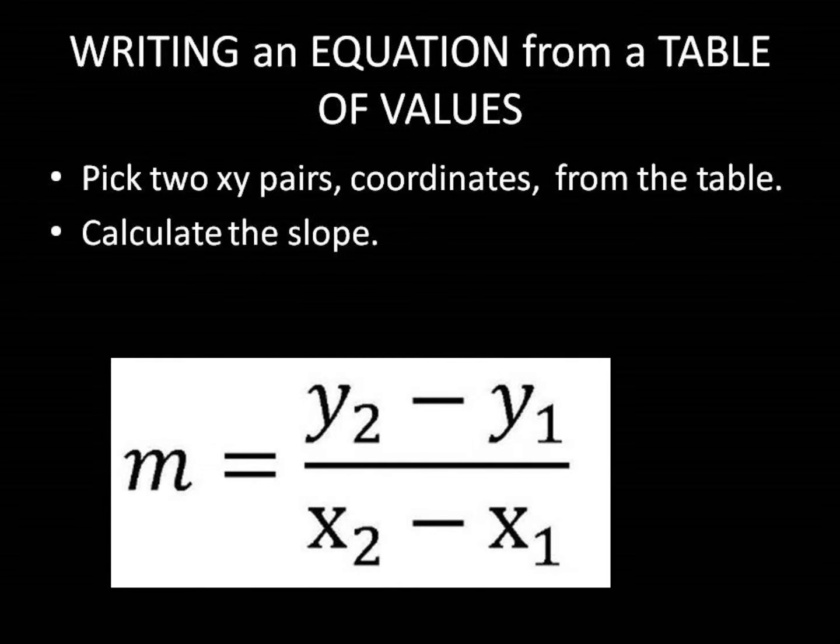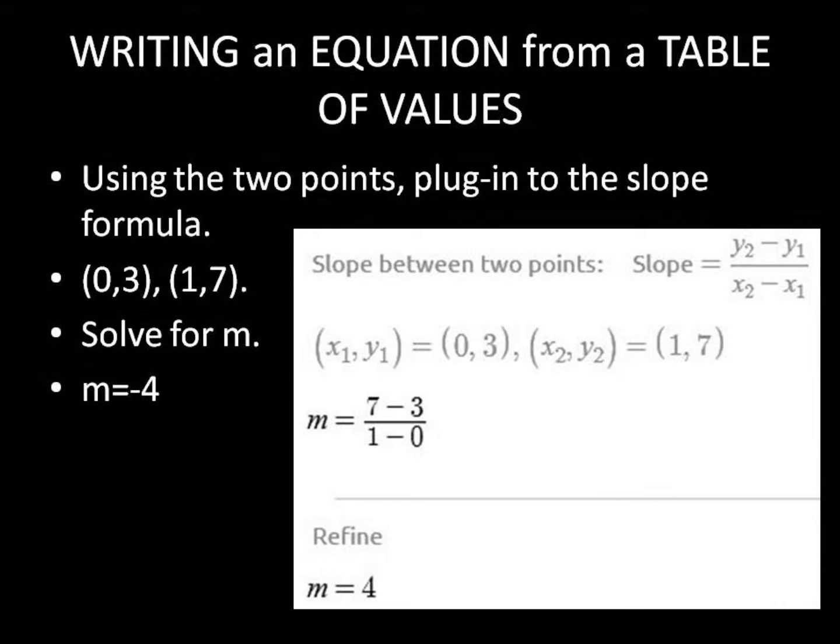First, pick 2 xy pair coordinates and then calculate the slope using the slope formula: x sub 1, y sub 1, and x sub 2, y sub 2. We plug those in correctly and we get 7 minus 3 divided by 1 minus 0. 7 minus 3 is 4, 1 minus 0 is 1. 4 over 1 gives us a slope of 4.